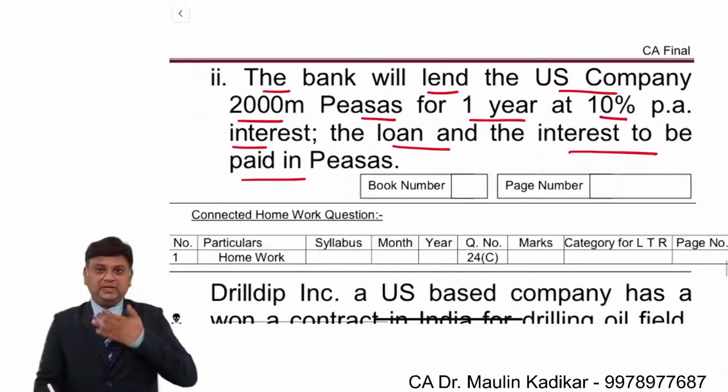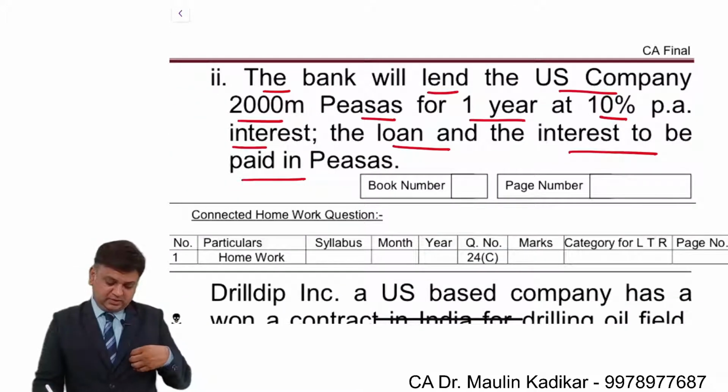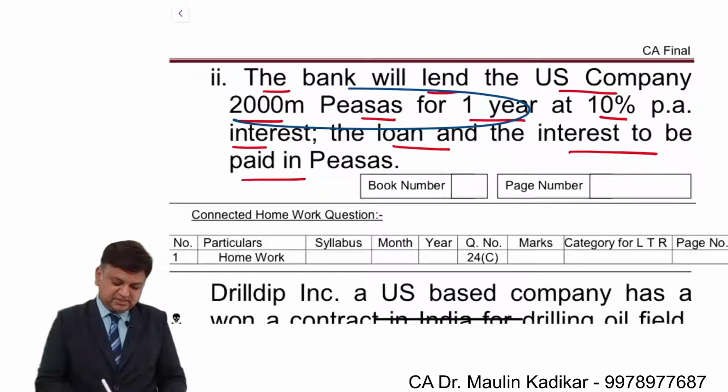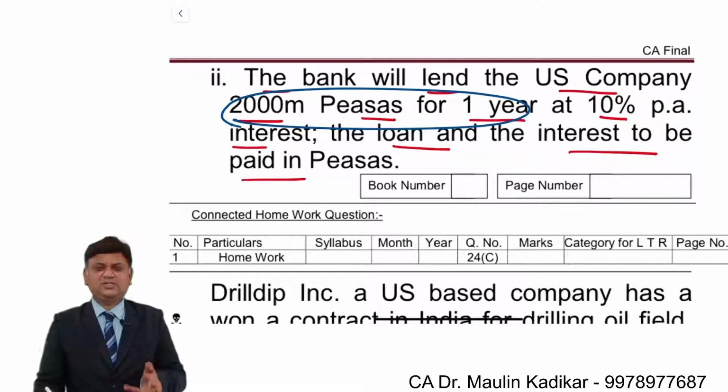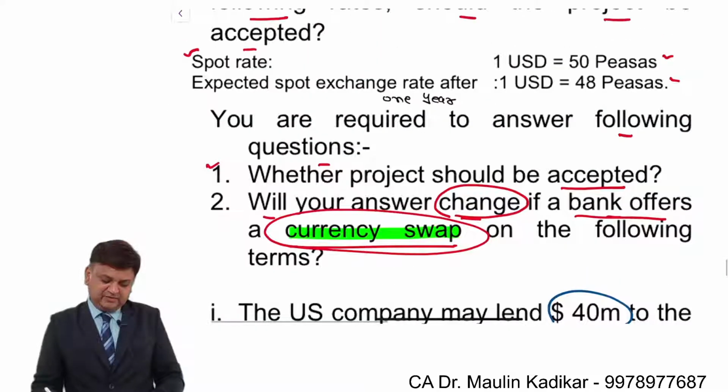The bank will lend to me. They will give a loan to me of 2,000 million pesos. Why is this loan given? So that I can make the investment in the project.